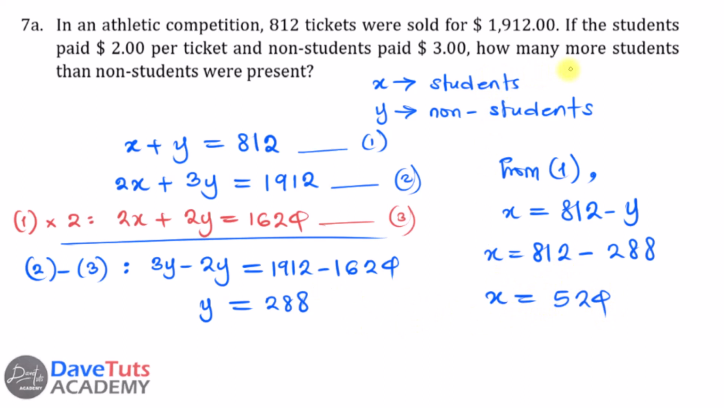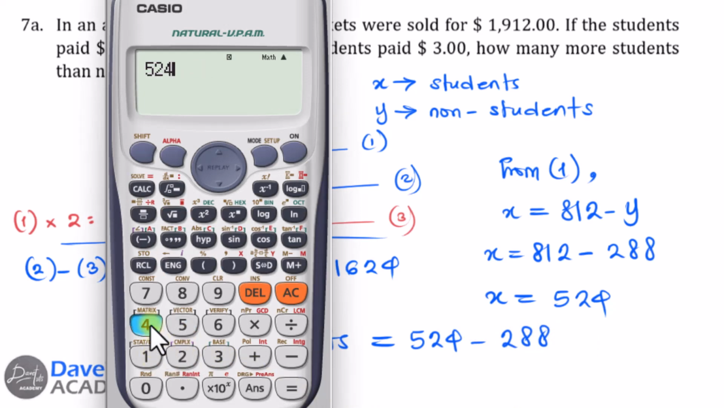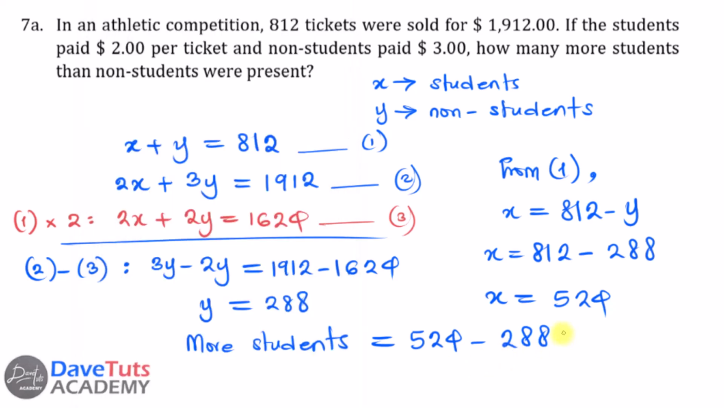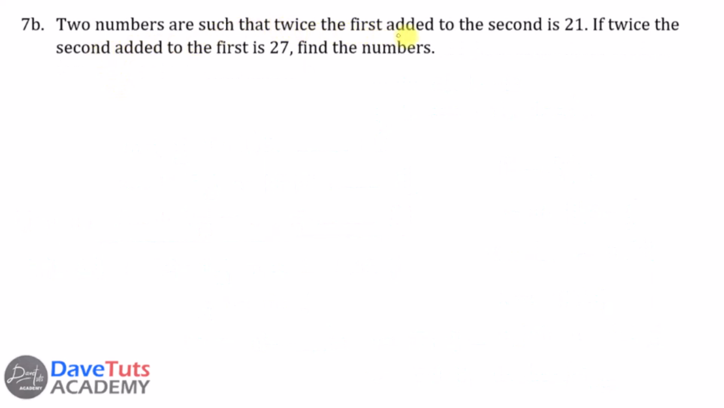But now we're being told how many more students than non-students were present. So the number of more students will have to be the difference between these two, and that will be 524 minus 288. That's going to give me 236. So what we are looking for is nothing but 236 students were around in that competition more than those who are non-students.